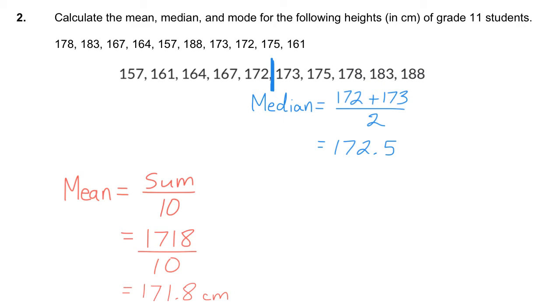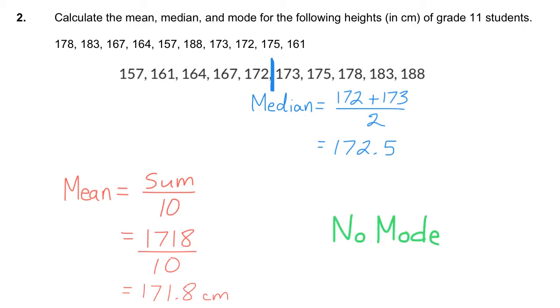The next thing I'm supposed to find is the mode, the most occurring value. So if you look at your list, which number occurs the most? Well, they all occur only once. So we would say there's no mode.